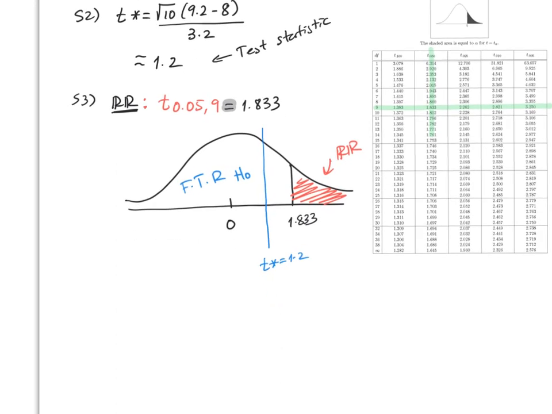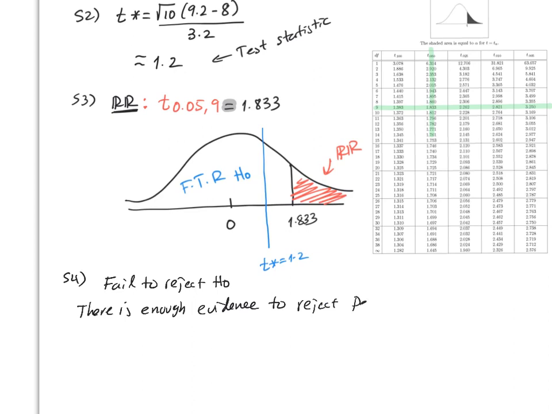So therefore the conclusion this time will be fail to reject H0, which means that there is not enough evidence to reject Pedro's claim. And that's it.